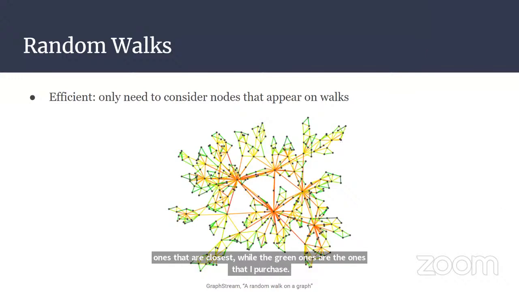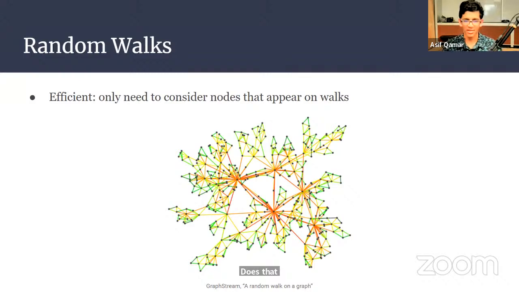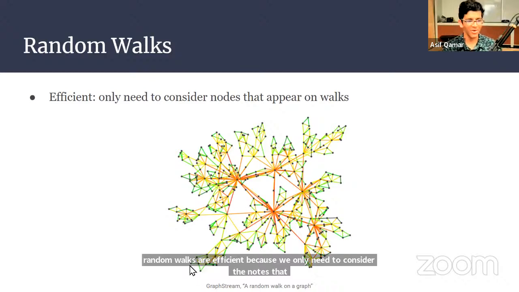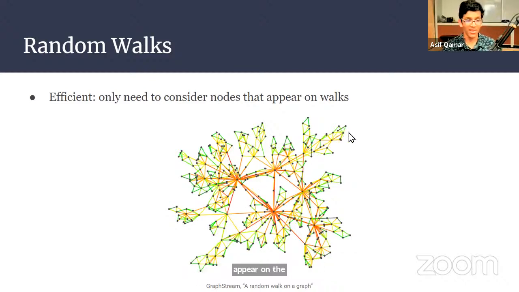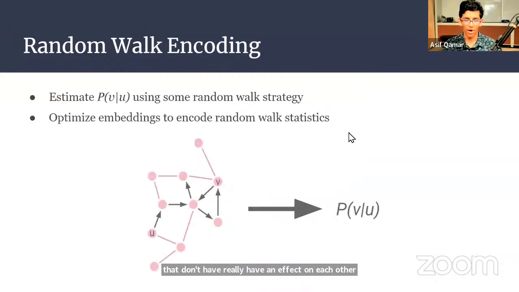I see. Got it. So random walks are efficient because we only need to consider the nodes that appear on the walks. Going back to the image, you can see that between these two nodes there is conceivably a path, but realistically, that's not going to be something that happens. So we're able to focus on the nodes that are most likely to occur, and we're able to discard the nodes that don't really have an effect on each other despite being connected. So for our encoding system, we want to estimate P(v|u) using some random walk strategy, and we want to optimize the embeddings to encode these random walk statistics.